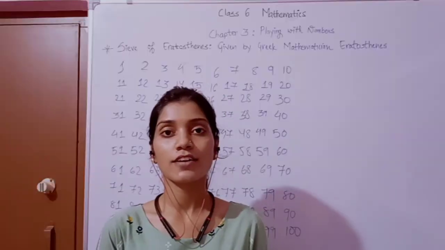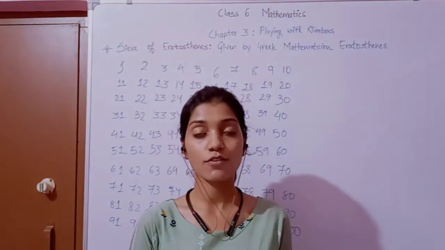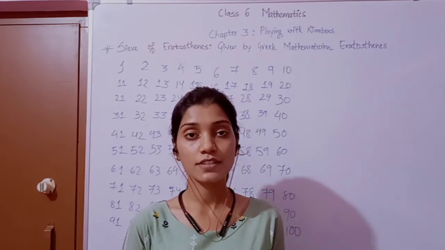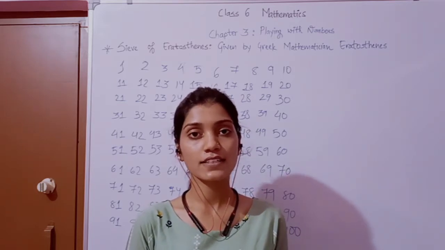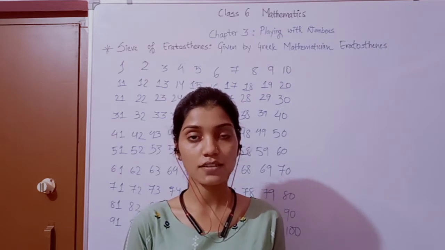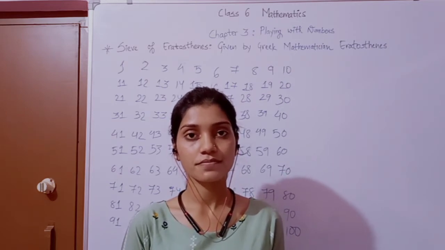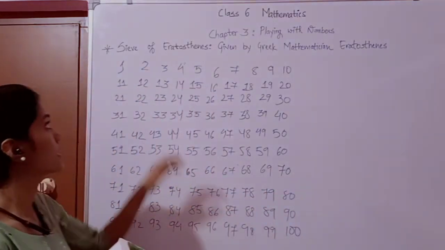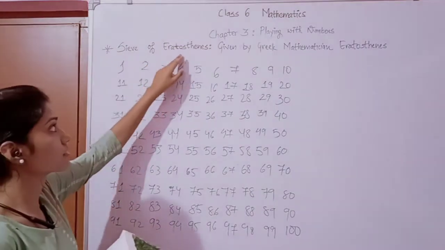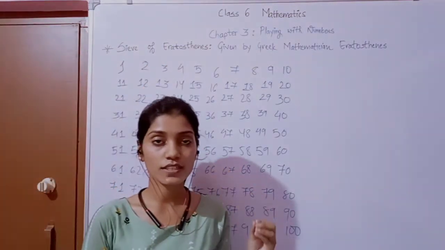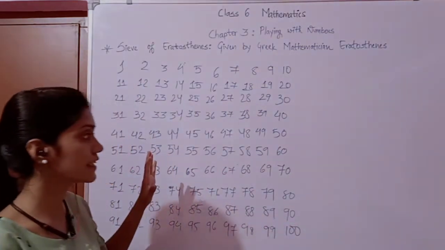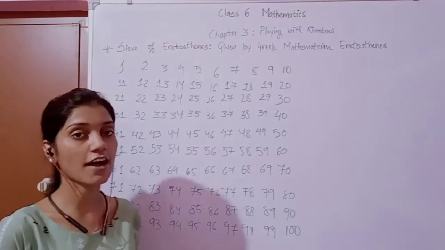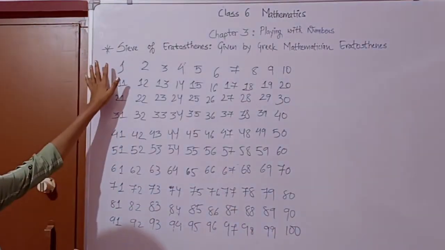Now let's see ahead what is given. There was a Greek mathematician named Eratosthenes. He gave a method for finding the prime numbers that are present between 1 to 100. So which was that method? Let's see what was the name of the method. It was the Sieve of Eratosthenes. It is a method of finding the prime numbers that are present between 1 to 100. I have already written the numbers from 1 to 100.